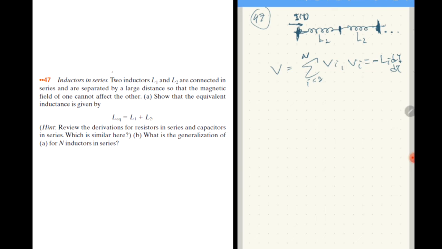So I write that the total differential potential across all of the inductors equals the sum of the differential potentials across each inductor, this first relation. And the differential potential associated with each inductor equals the negative of the inductance of each inductor times the derivative of the current with respect to the time. And remember again, it doesn't matter the number of inductors I have, the current passing through each inductor is the same, at least in this case.